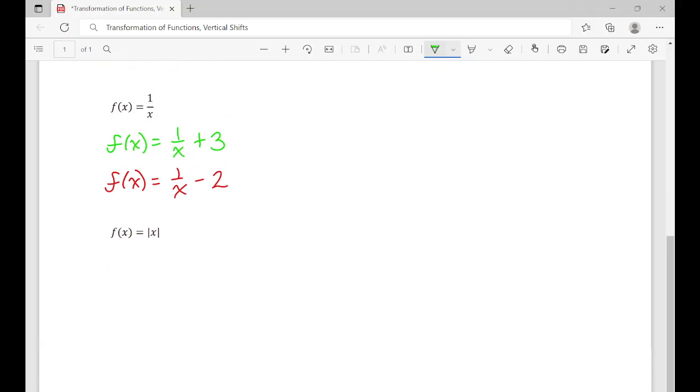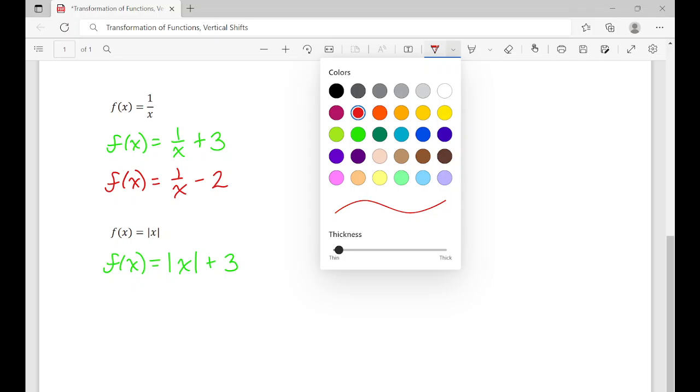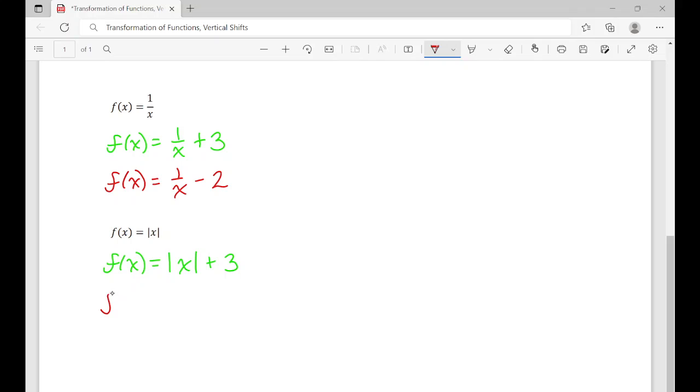Let's do it one more time, this time with absolute value of x. So, absolute value of x is still going to be itself, but if we're going to move it up 3, we're just going to put a plus 3 at the end of it. And if we want to shift it down 2 units, we still just keep absolute value of x, but we're just going to put a big old minus 2 at the end.